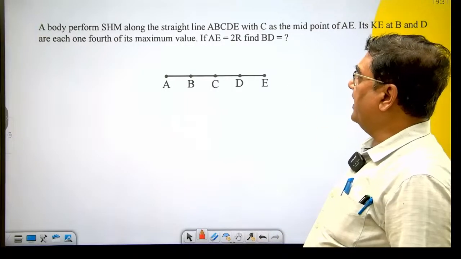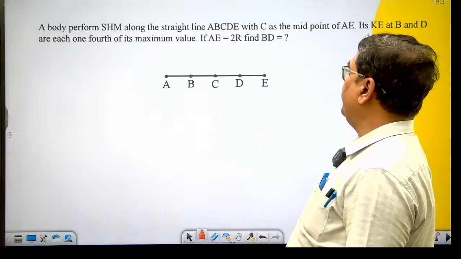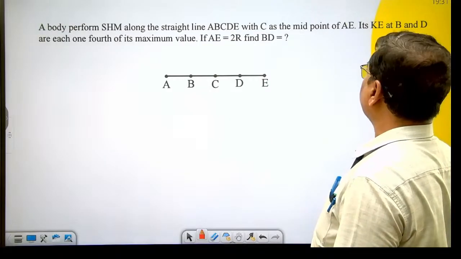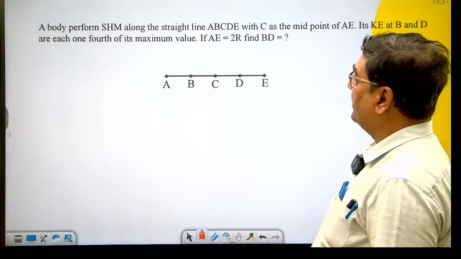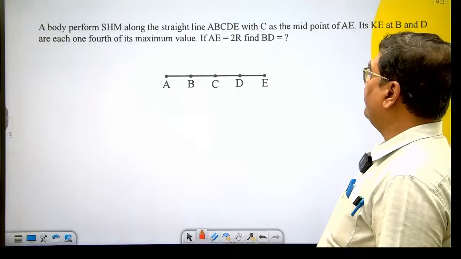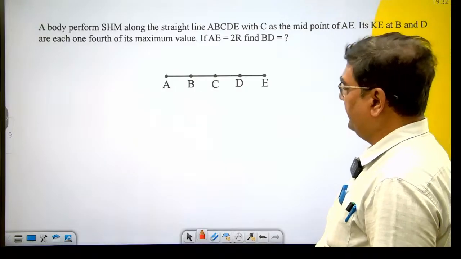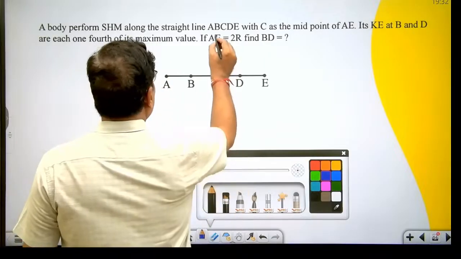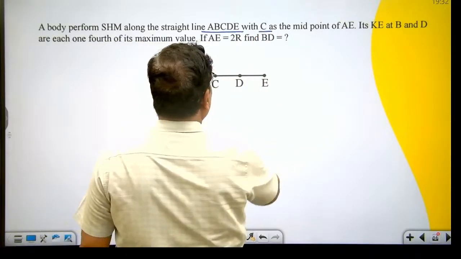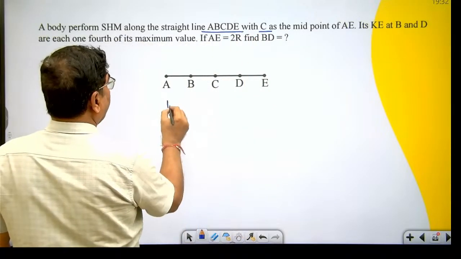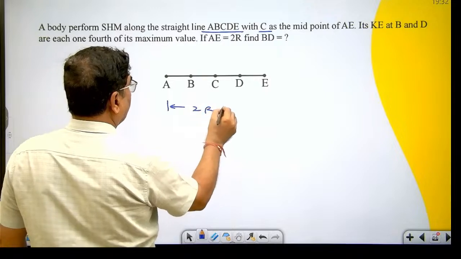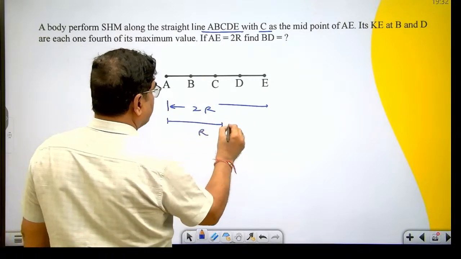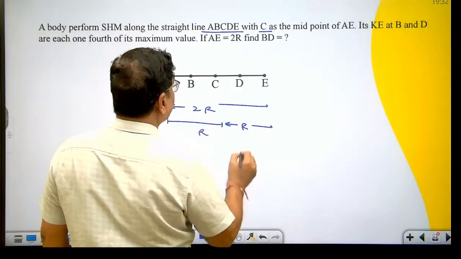A body performs SHM along the straight line ABCDE with C as the midpoint of AE. Its kinetic energy at B and D are each 1/4 of its maximum value. If A equal to 2R, find BD. Dear student, in the question, what is given? ABCDE is a straight line with C as midpoint. And this A is given 2R. Means what? This distance is R. Because C is the midpoint, this is also R.